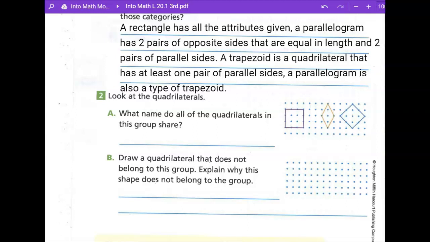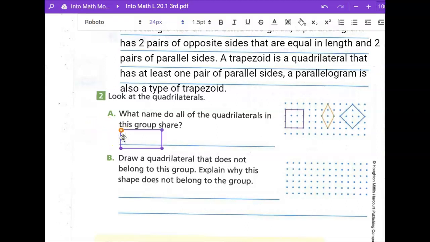Okay, let's see. We'll just start with the first one, a trapezoid. Do they all have 4 sides? Do they all have 4 angles? Do they all have at least 1 pair of parallel sides? Yes. So you need to write trapezoid on the line. Trapezoid, comma. Now let's go to the parallelogram.